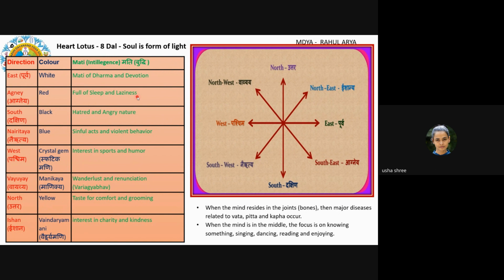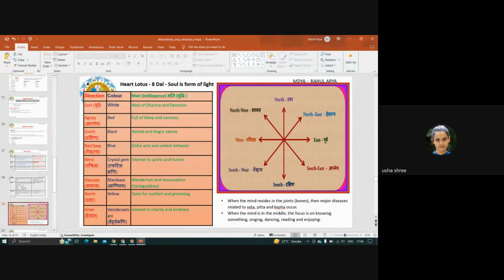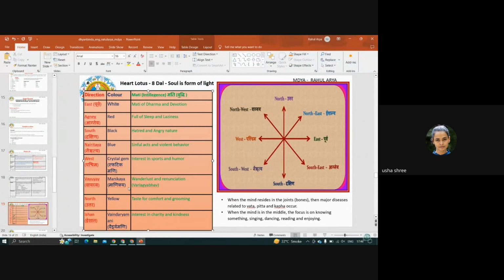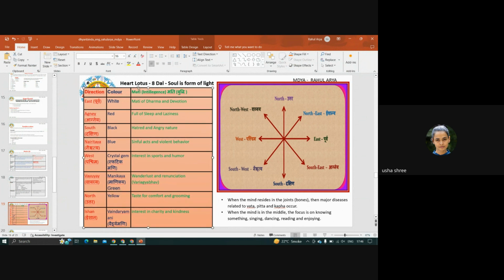Then going to the northwest direction, which is also called Vayavya, the color associated is manikya. Manikya, you can think of the sapphire, which is green. And the intelligence that is developed is in Vairagya, which is known as renunciation. Then north, the color associated is yellow, and the intelligence developed is for the taste of comfort and grooming.